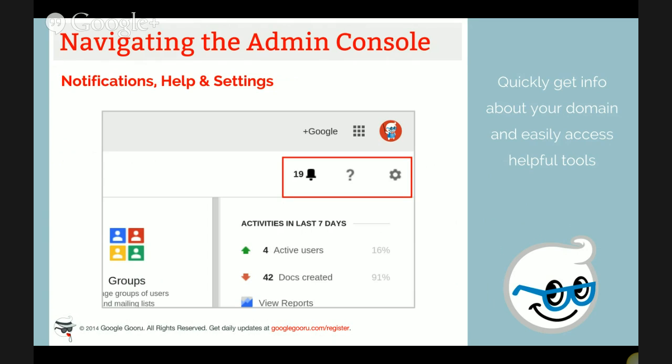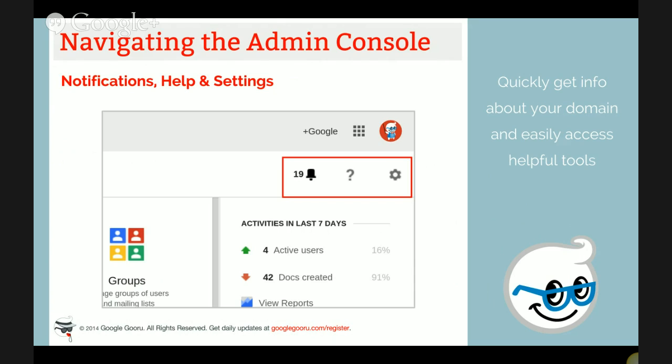Going into the admin console homepage a little bit more, in the top right-hand corner of your screen you'll see three icons. These are notifications, help, and settings. You could probably guess that the notifications icon is the bell with the number next to it. This will give you some quick insight into important notifications for your domain, as well as new features to Google Apps and alerts coming from Google. For example, if there's an outage to Google Apps, you can find a notification there as well.